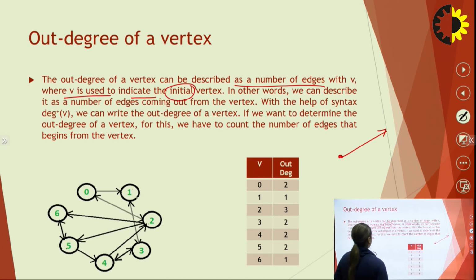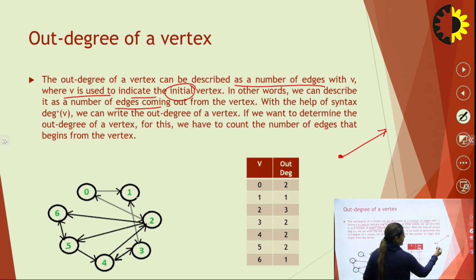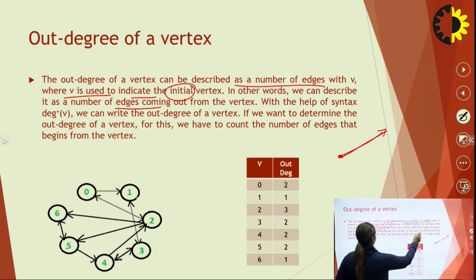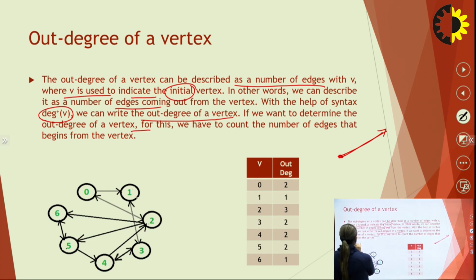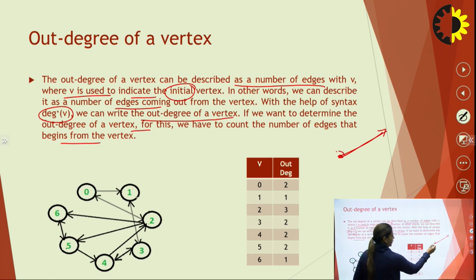In other words, we can describe it as the number of edges coming out from a vertex. Now these edges are coming out from that particular vertex. Now see the syntax, degree plus V means they are going outwards, and we can write the out degree of a vertex. If we want to determine the out degree of the vertex, we have to count the number of edges that begin from that particular vertex, right? Now let's take the same graph again. Okay, now we will be calculating the out degree.